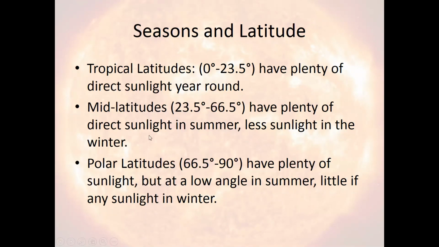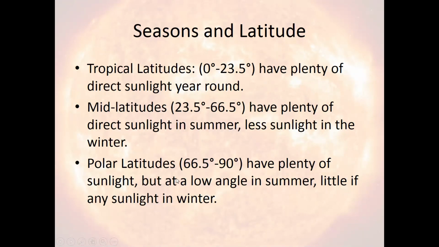You get plenty of direct sunlight, almost intense sunlight in the summer, almost the same amount of sunlight that the equator gets in the summer. But in the winter, you get substantially less sunlight. And so there's actually a noticeable variation from one season to another. And then finally, when you get into the polar latitudes, here you have extreme variation.